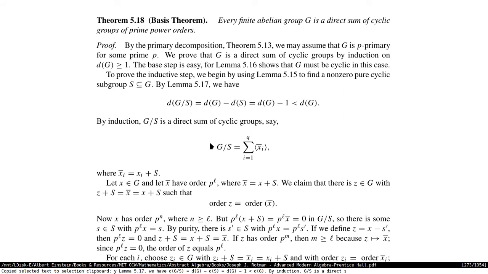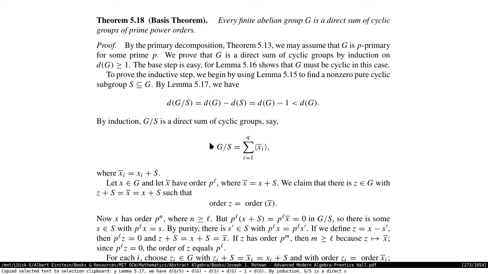You sum over the cyclic subgroups generated by these xi's, and these xi's are just the cosets that generate the quotient space, right? So that's that. What else? When you take an element from G, you have x bar. Oh yeah, here x bar is just the notation for the cosets, so that's consistent.